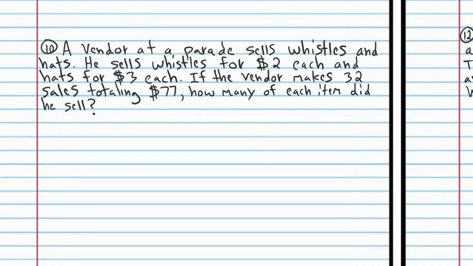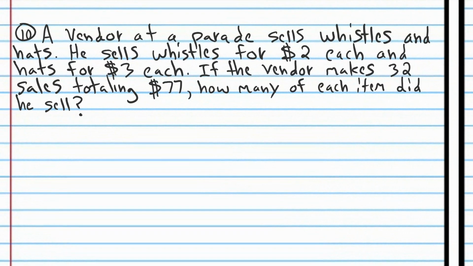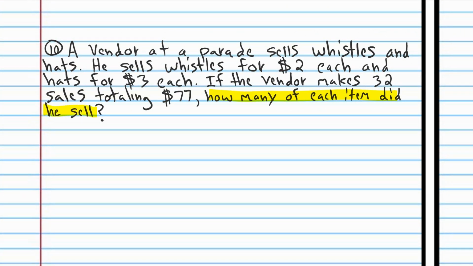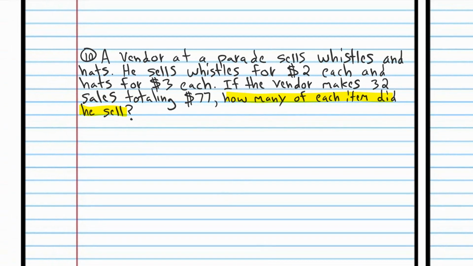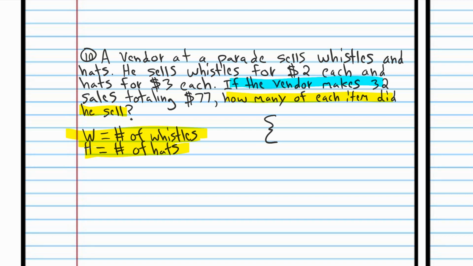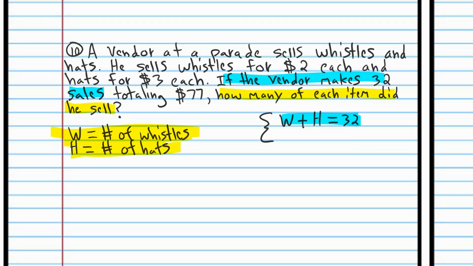All right, we're back. So first step, as usual, define the variables. How many of each did he sell? So W is obviously going to be the number of whistles, and H is the number of hats. Let's see if we can find an easy equation. He makes 32 sales. That's the easy part. So the number of whistles that he sells plus the number of hats that he sells is equal to 32. And 2W plus 3H is equal to 77.